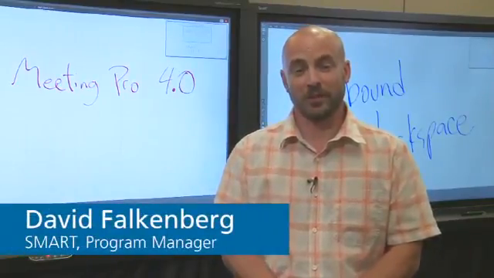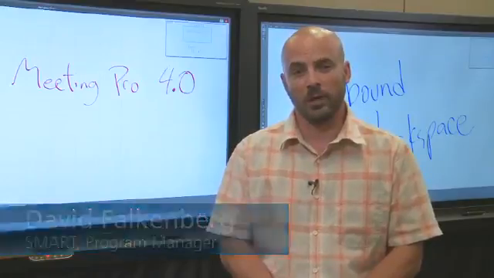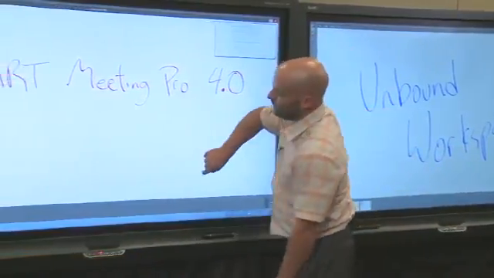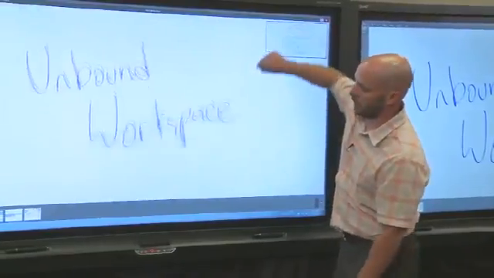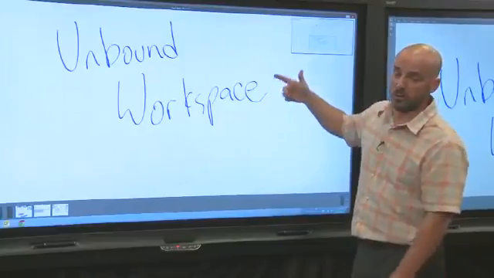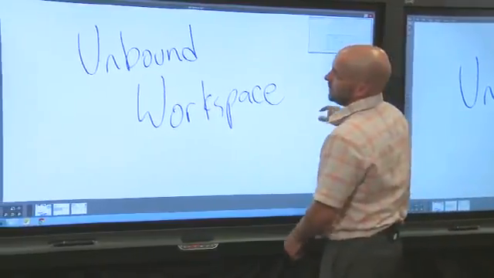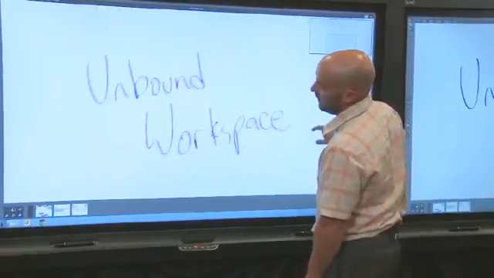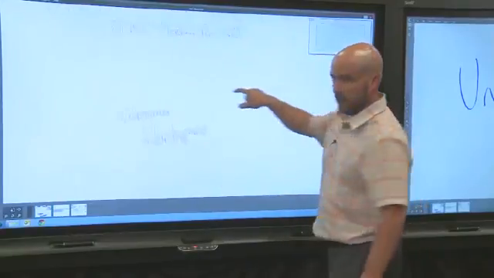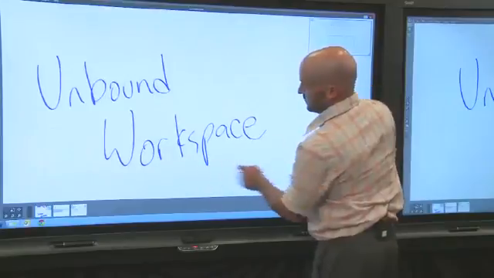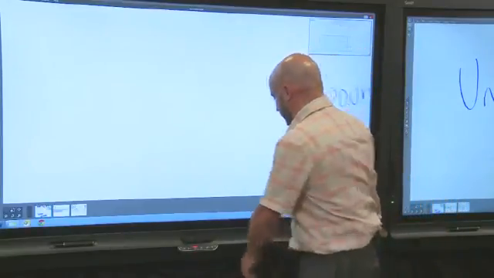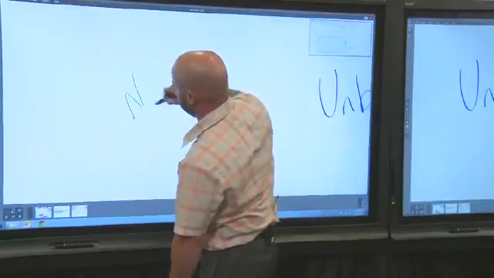Today I'm going to talk to you about one of the new features of Smart Meeting Pro 4.0 called the Unbound Workspace. Now, with previous versions of Meeting Pro, I always had the ability to move the page up, and I could continue writing notes beneath it. With 4.0, we've removed all the bounds on the workspace. So not only can I move up and down, but I can move left and right. And I can also zoom out and look at a larger amount of notes, or zoom in and work on some specific details. Now, the advantage of this is I never run out of space in any given direction.